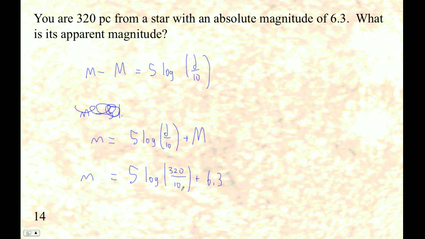I get 13.825, 826 or something like that. But we only have 2 sig figs, so it's a magnitude 14. Very faint. You need a telescope for that. And that's why, of course, telescopes are big, because you need a big aperture to capture the light from such a faint star. All right.